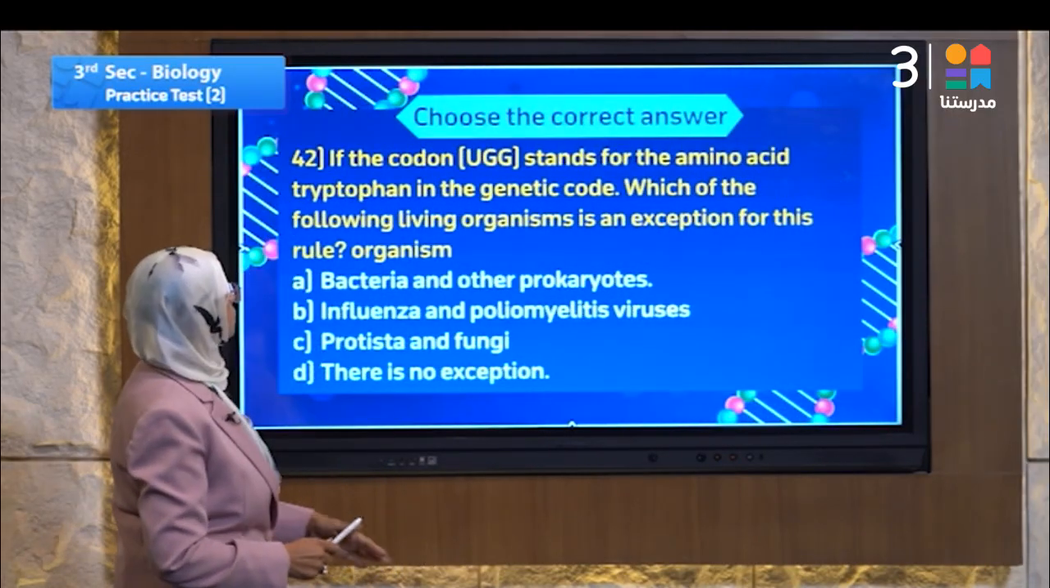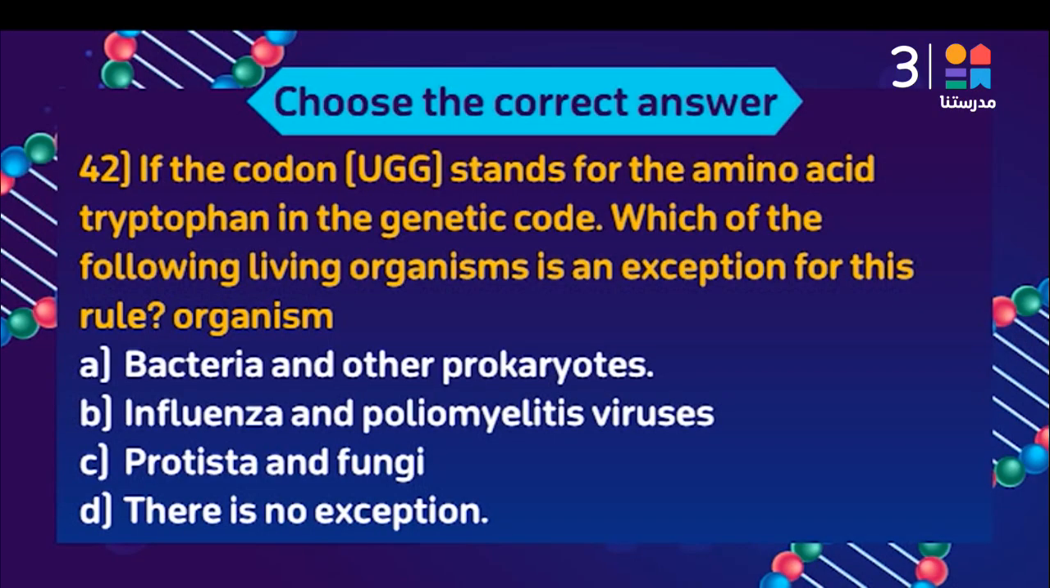Let's go to 42. If the codon UGG stands for the amino acid tryptophan, tryptophan is a type of protein that has a code. The code is UGG, a standard code. It's not differentiated from one person to another or from one living organism to another. It's the code UGG for tryptophan.